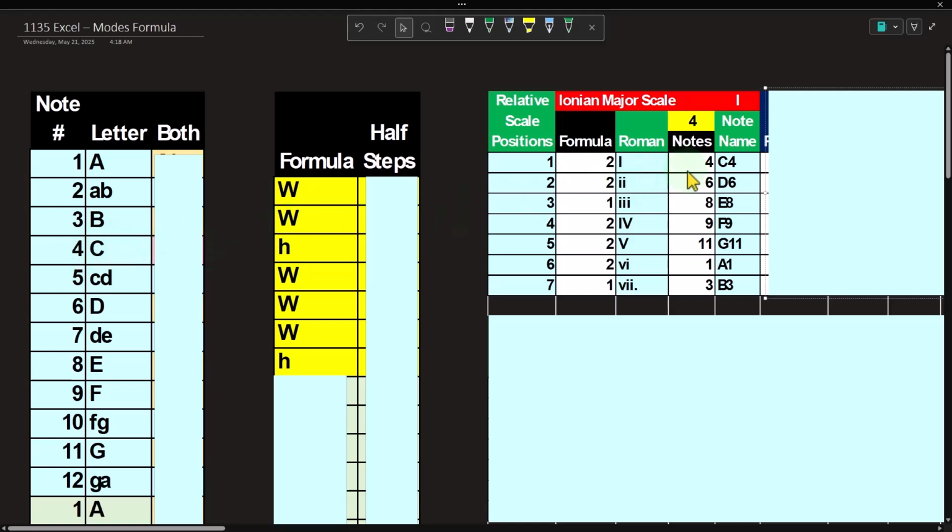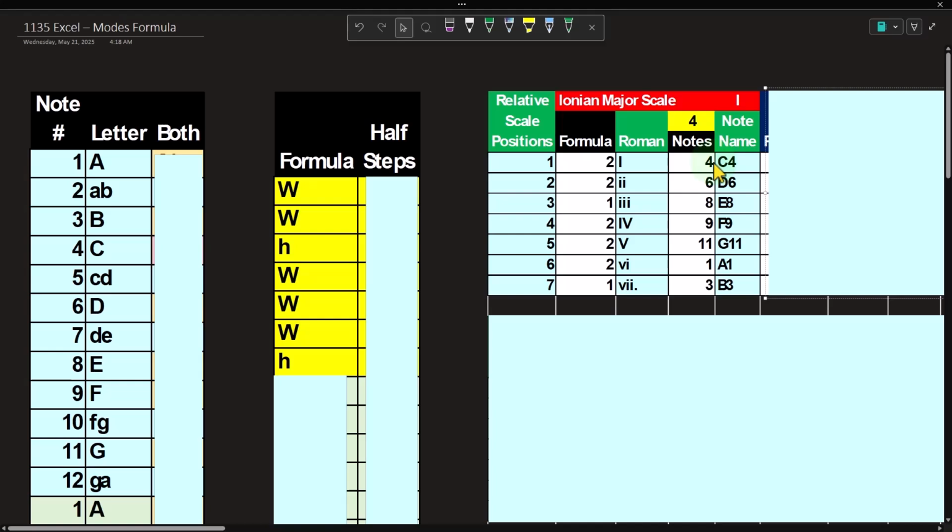4, using a number system, 4 plus this 2 gets us to 6, 6 plus this 2 gets us to 8, 8 plus this 1 gets us to 9, 9 plus this 2 gets us to 11, 11 plus this 2 gives us 12, 13. But remember, there's a circular form, so we don't go above 12. So 13 minus 12 gets us to 1, and then 1 plus this 2 gets us to 3, and then 3 plus this 1 gets me back to the 4 as we go around in the circle.